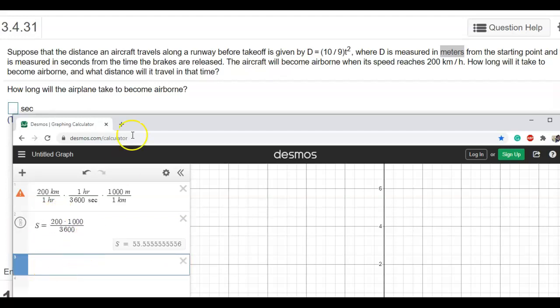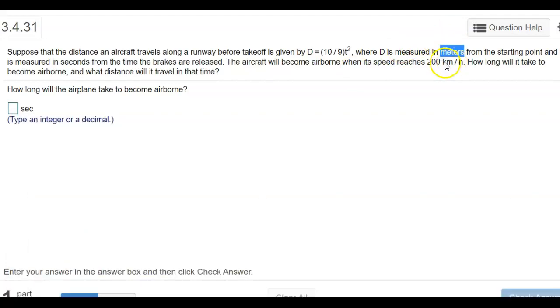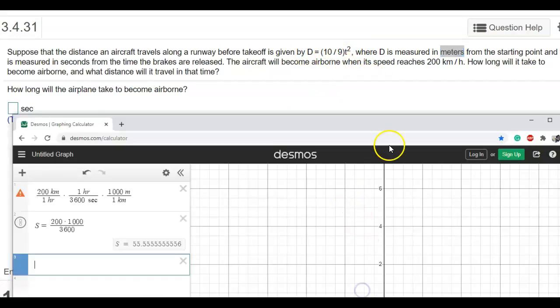Now that's how fast we're going in meters per second. But this is distance traveled. So to come up with how long it takes to get to that speed, I need to take the derivative of this. The derivative of distance is velocity. So we need to take the derivative of this formula right here. That's going to be 20/9 t, and we need to set it equal to our value for S right here, this 55.55.